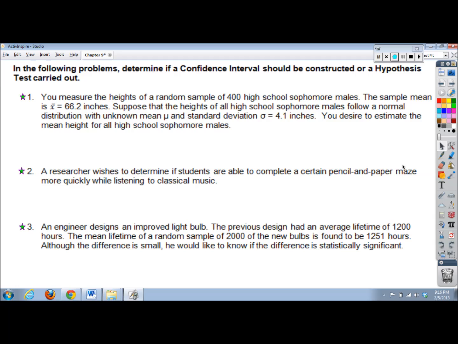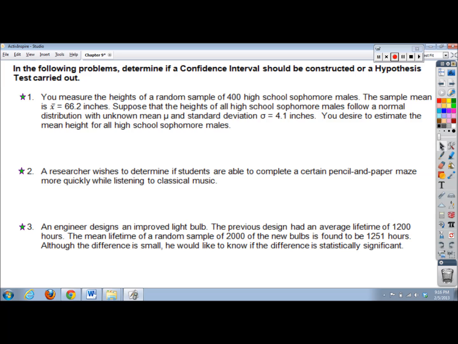So first, let's see if you can determine when we would use a confidence interval for a problem versus when we would use a hypothesis test or a significance test. Number one, you measure the heights of a random sample of 400 high school sophomore males. The sample mean is 66.2 inches. Suppose that the heights of all high school sophomore males follow a normal distribution with unknown mean, and we're going to say we actually know, though we probably really don't, the population standard deviation is 4.1 inches. You desire to estimate the mean height for all high school sophomore males.